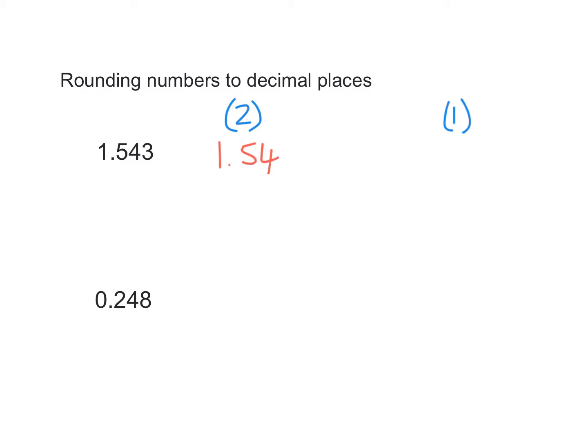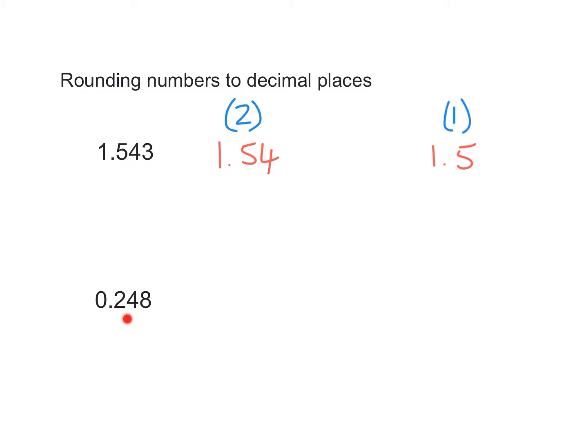And if I was to have a look at this number and round it to 1 decimal place, that's my first and that's my second. So is my second decimal place bigger than or equal to 5? No, it isn't. So I just round it off to 1.5. So that would be 1.5. Have a go at these ones over here to 2 decimal places and also to 1 decimal place. Put the video on pause and come back when you're ready.